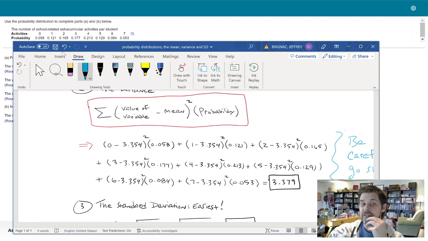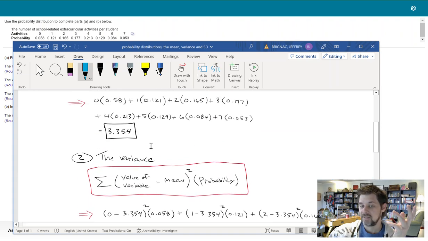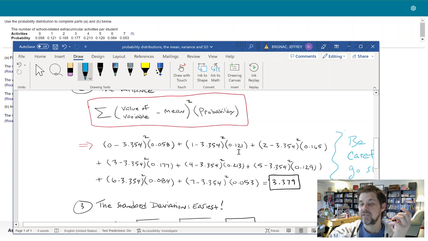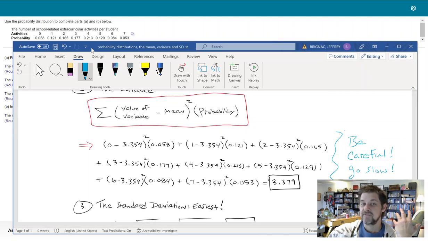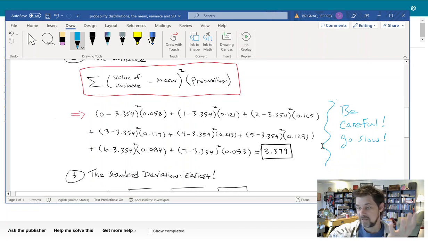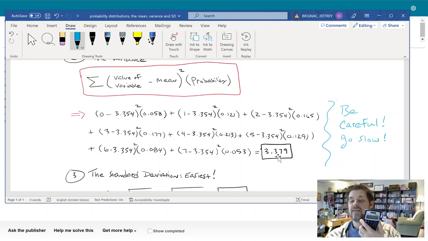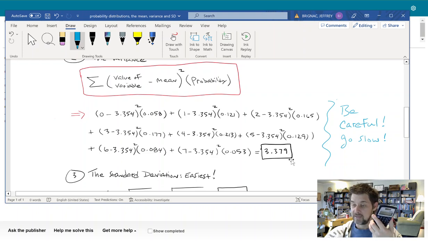And then I go to the next one. The next value of the variable is 1. I do 1 minus the mean, 3.354, as found previously here. I square it, and then I multiply by the probability that we're at that value of 1, which is 0.121. And I keep going all the way through that table. Now, be careful. If it comes down to doing this on paper like this, you just got to be careful. Make sure you write all the numbers down and go nice and easy. Put it in your calculator. Don't hurry. And I got 3.379.